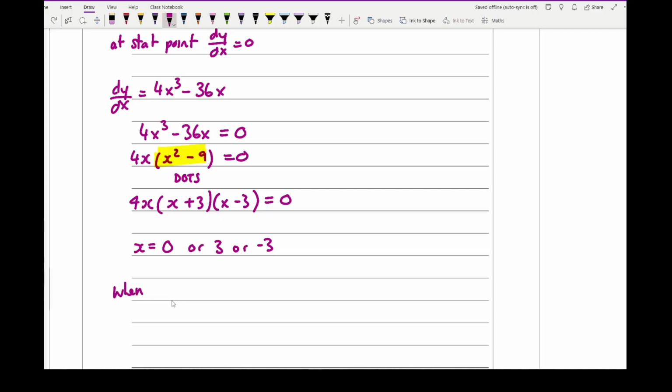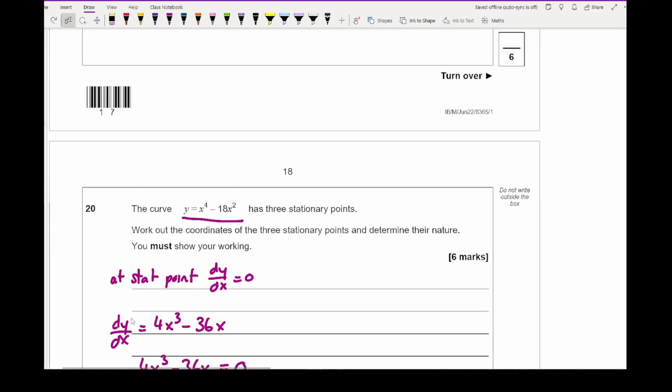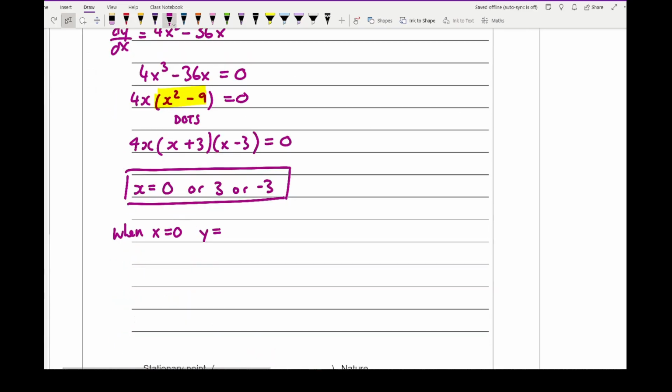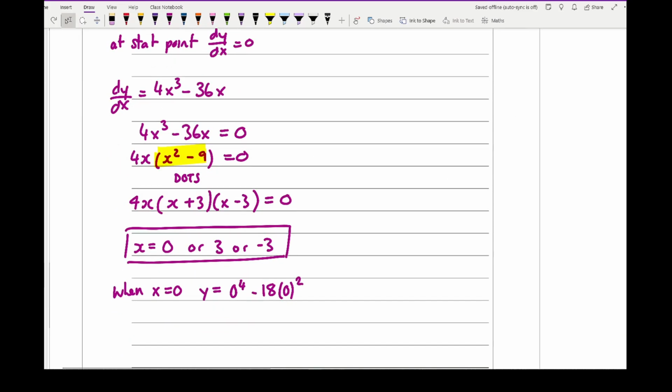So when x equals 0, y equals... now all we need to do is substitute these three numbers of x into our original equation, which is this. So you do 0 to the power of 4 plus or minus 18 times 0 squared, if I'm not mistaken. And so when x is 0, y equals 0, so the coordinate is (0, 0).